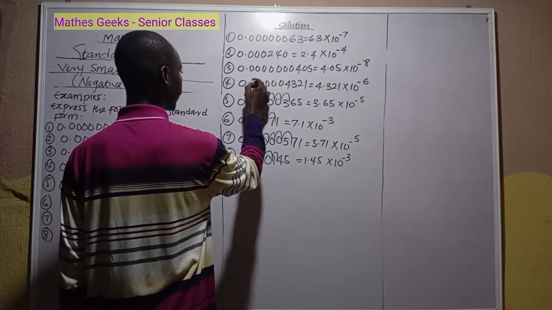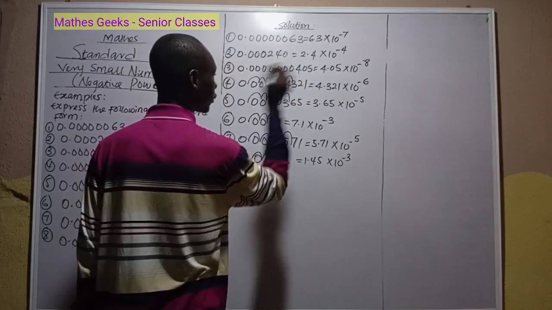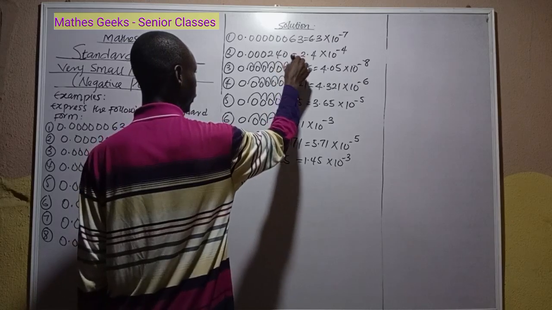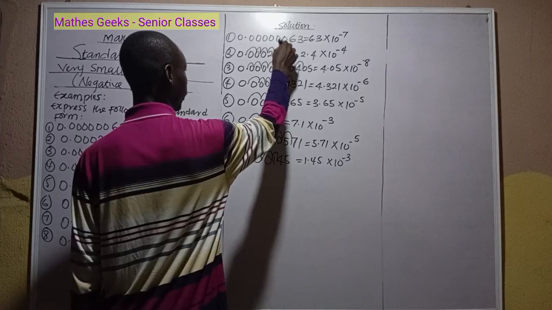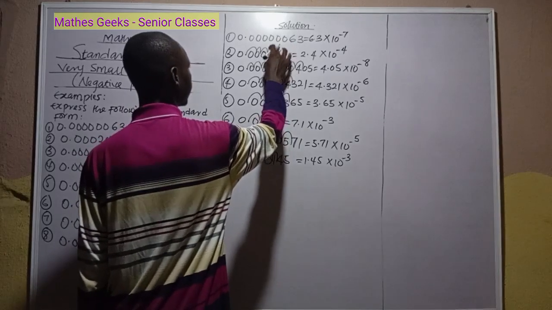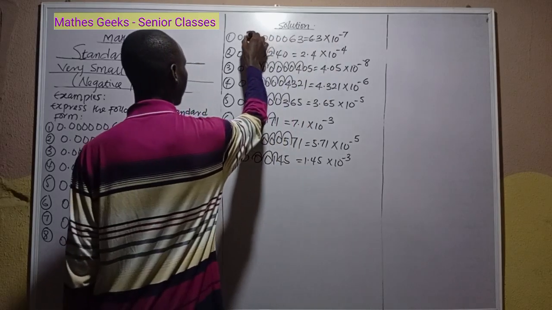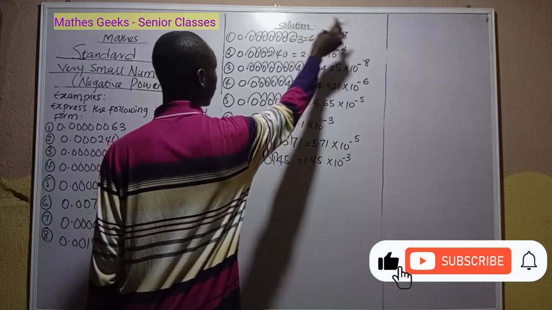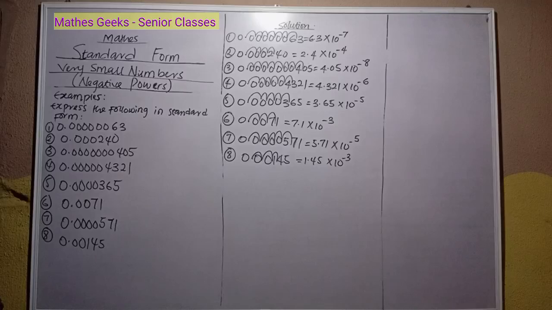So here let's confirm our result. 1, 2, 3, 4, 5, 6. So that is minus 6. 1, 2, 3, 4, 5, 6, 7, 8. That's minus 8. 1, 2, 3, 4, 5, the first non-zero digit. Okay, that's minus 4. 1, 2, 3, 4, 5, 6, 7. That's minus 7. That's how we write small numbers in standard form.